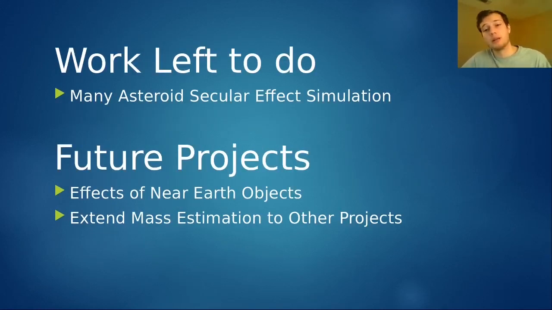So work left to do. Like I said, we only have Ceres on that constellation shape simulation. So we would like to throw in more asteroids just to make sure we have a complete picture of that. And we would also like to extend some of what we've done here, so we'd like to look at near-Earth objects. Those will of course make more transient signals because the asteroids will pass by closer to the LISA constellation itself. And we would also like to extend that mass estimation technique if possible.